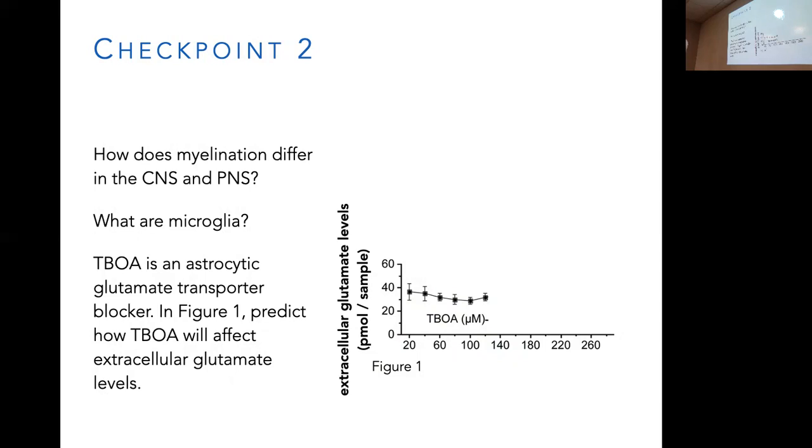Okay, how about these? So we have myelination in the central and peripheral nervous systems. They're similar in that they have myelin, but there are differences. What are some of the differences that we see between central and peripheral myelin? The difference between what we see in each system. Nice. Tell me about that.